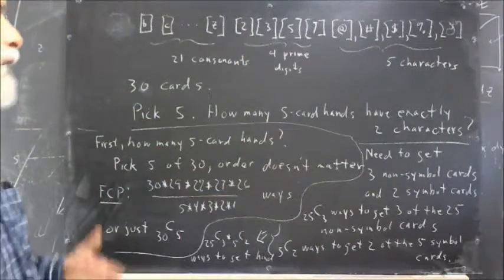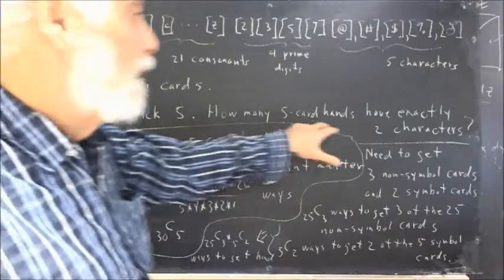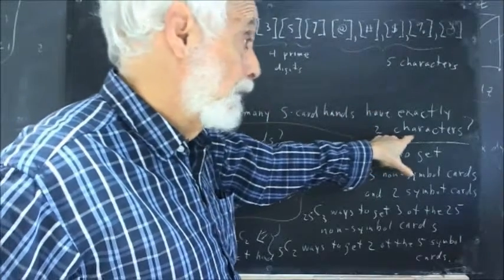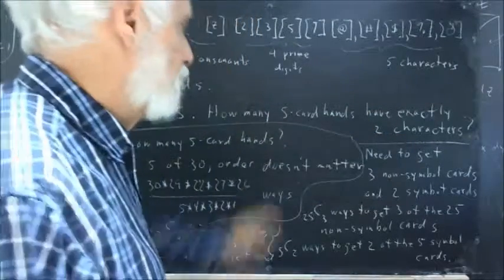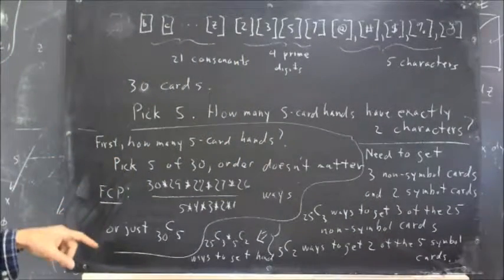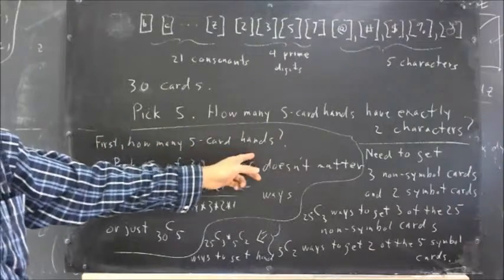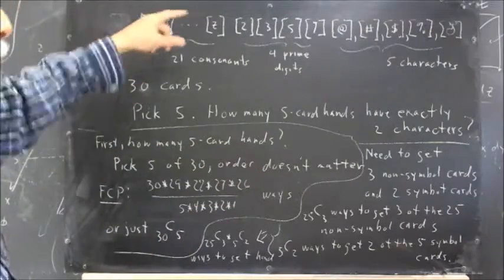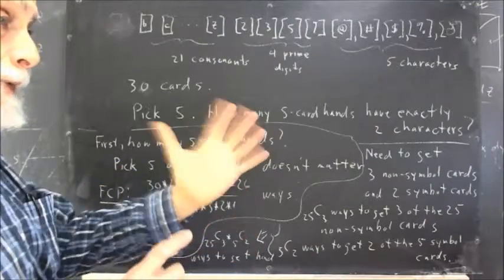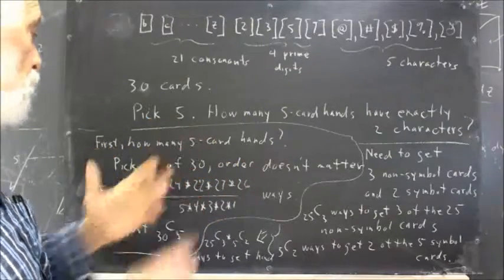Now, question 9 says, if we pick 5, how many of the 5 card hands that we could get by picking 5 of these cards would have exactly 2 characters? Now, I'm going to solve this problem here, but first I want to get us oriented a little bit. We want to first see, how many 5 card hands could there be? Well, we're going to pick a card, okay? We can get a 5 card hand by picking 1 card at a time. So there are 5 steps. Pick the first card, pick the second, pick the third, and so forth.